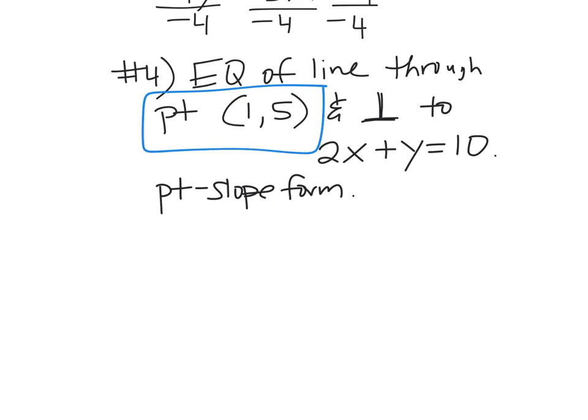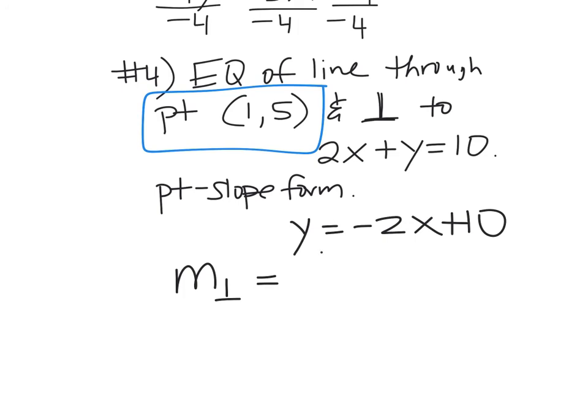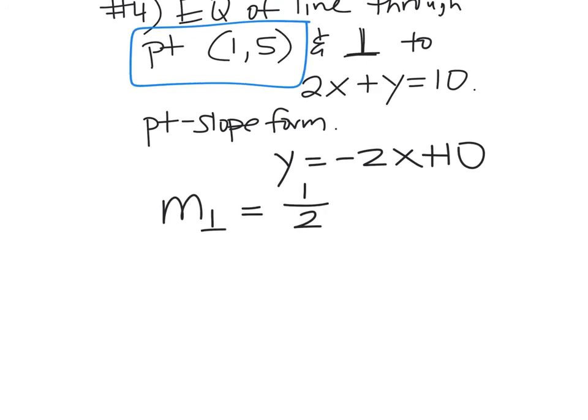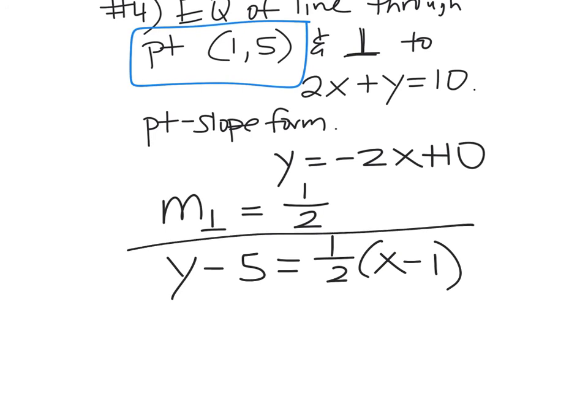All right, I'm going to start. Okay, I need point slope form. Therefore, I need a point, which I have, and I need a slope, which I'm going to have. Okay? Ooh, yes, you said it. All right, so let's solve for y. So y equals negative 2x plus 10. So my slope for the perpendicular is going to be opposite reciprocal. So that would be positive 1/2. Okay, so I have a point, I have a slope. Let's put it into point slope form. So y minus 5 equals 1/2 times (x minus 1). Who got that? Good. Like 20 of them got it. Okay. All right.